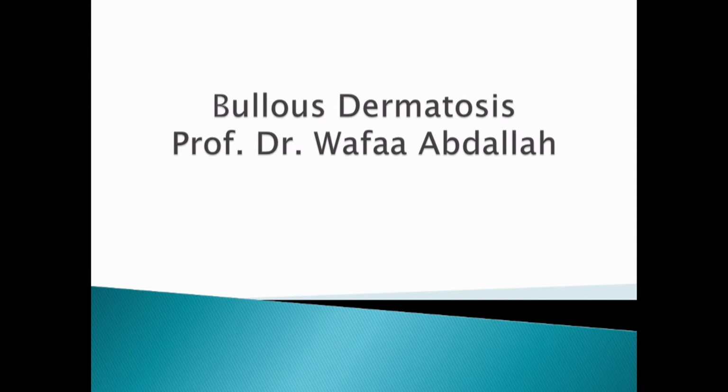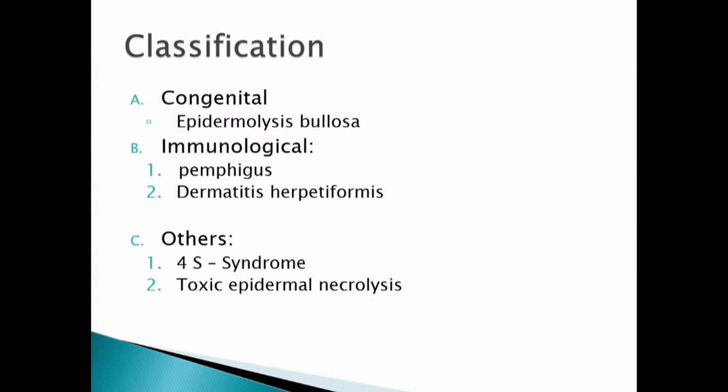The topic of this lecture is bullous dermatoses. What are bullous dermatoses? These are dermatoses which present mainly by bulli. Not only by bulli, mainly by bulli, which means there are bulli and others. What is a bulla? A bulla is a fluid-filled lesion more than 1 centimeter. If it is less, it is a vesicle.